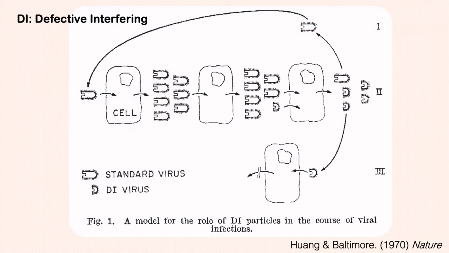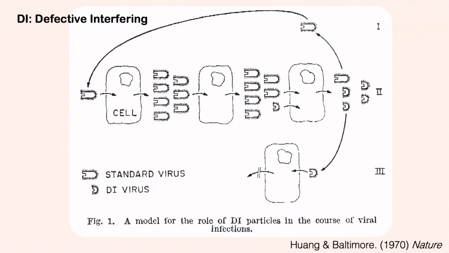So what does that mean? If you look at this graph, defective particles or defective viruses were identified back in the 70s by Alice Wong and David Baltimore. So it's been around for a long time. And what it shows here is they had made this model showing that you could have these functional viruses.